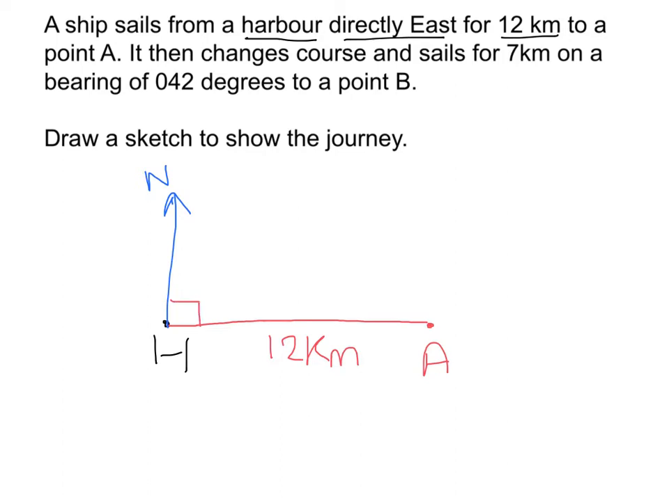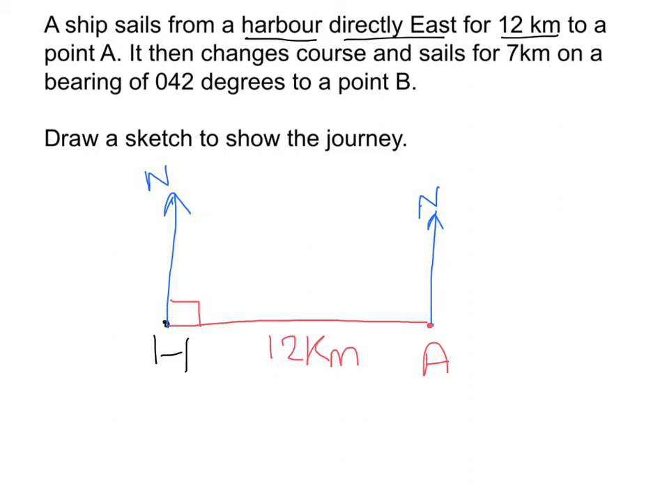Then it changes course and sails for 7 kilometres on a bearing of 042 degrees to a point B. So now that we're at A, we have to draw in the north line for A, because every time we're looking at a bearing, we're working out the bearing clockwise from north. So 42 degrees, so we're going to go clockwise from the north line for 42 degrees.